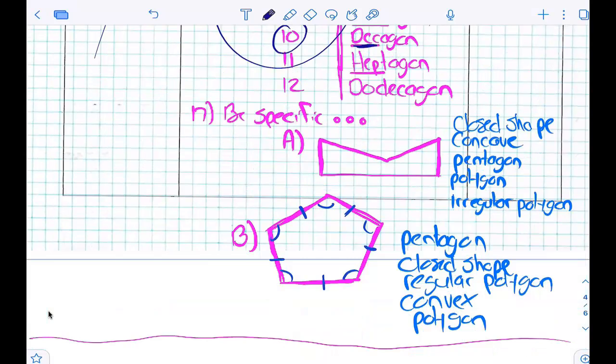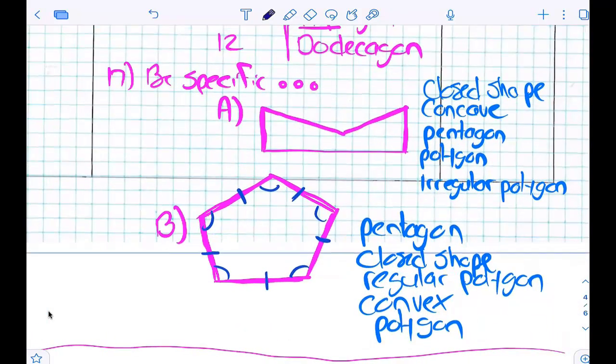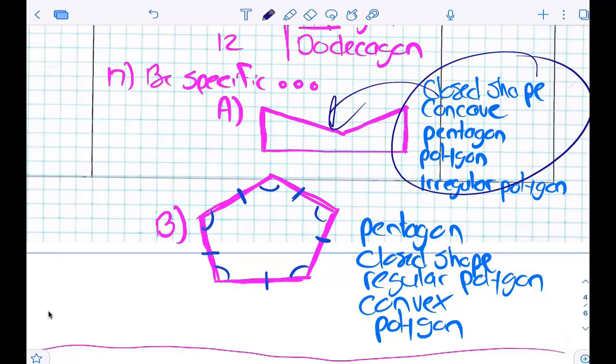Yes. And then if you were naming attributes or characteristics of a shape, all of these things describe that shape, don't they? Is it closed? Yes. Is it caved in? Yes. Does it have 5 sides like a pentagon? Yes. Is it a polygon? Yes. Are the side lengths and the angles different? Yes. So it's an irregular polygon, right? Yes. You guys cool with all this?